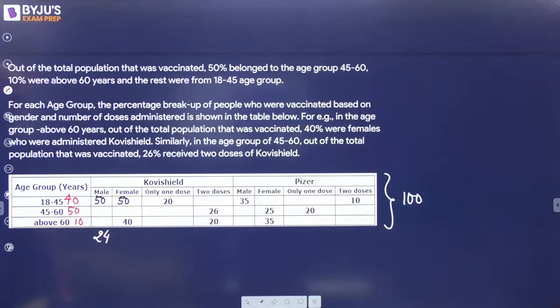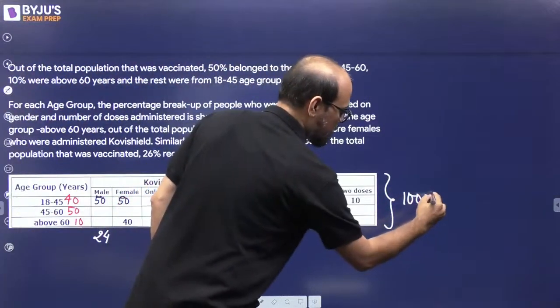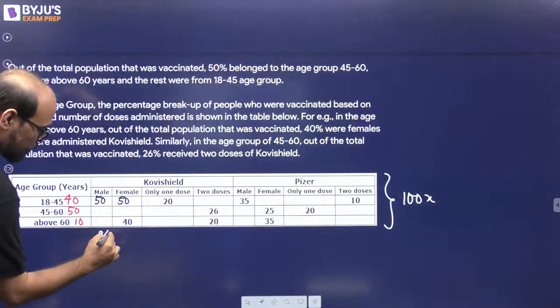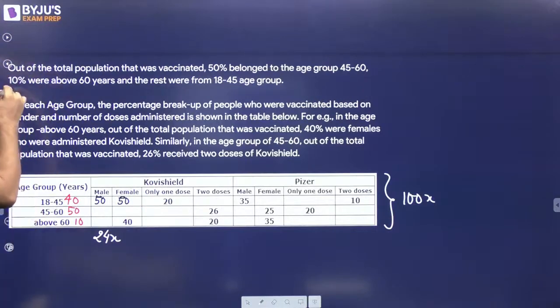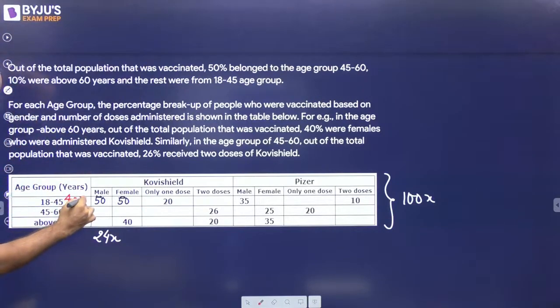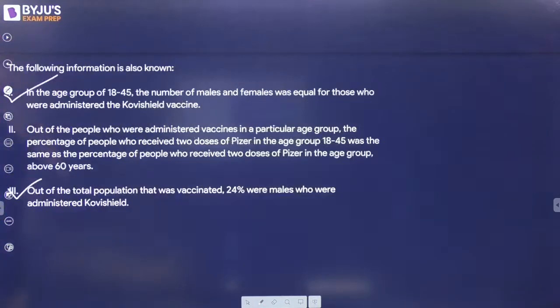ठीक है. Let's do one thing. Let's use X here so that we will be able to differentiate. Okay. So this is going to be 40x, 50x and 10x. So these are percentages of 40x, 50x, 10x, 24x. Total sum होना चाहिए and so on. Right. Okay. What about the second statement?